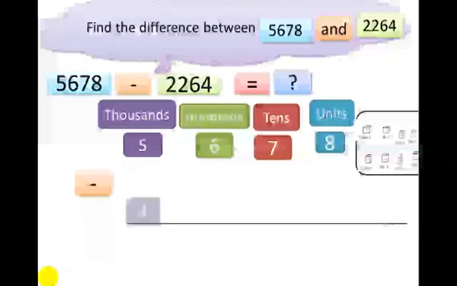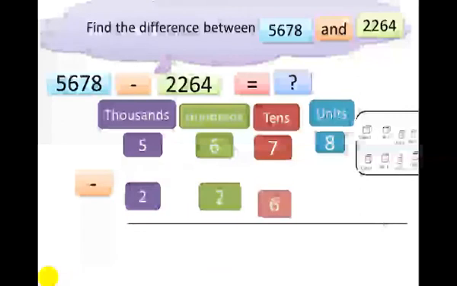The 2 in 2,264 is 2,000. The next 2 is in the hundreds place, 200. And the digit 6 in 2,264 is in the tens place. And the 4 is 4 units. Remember that we move from the right side of the place value table to the left side.